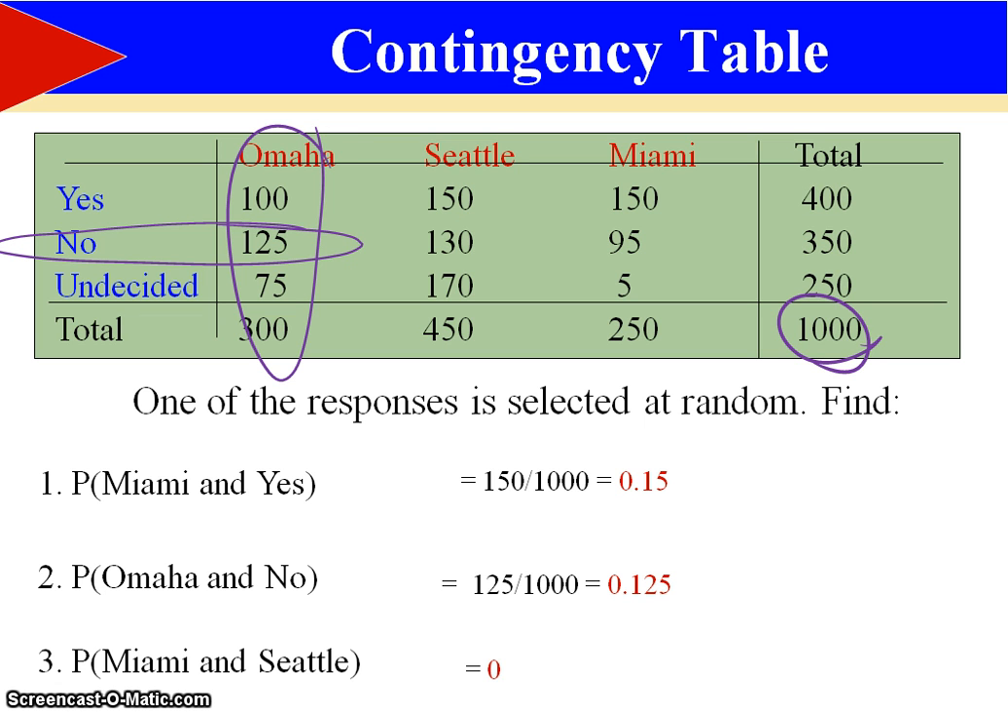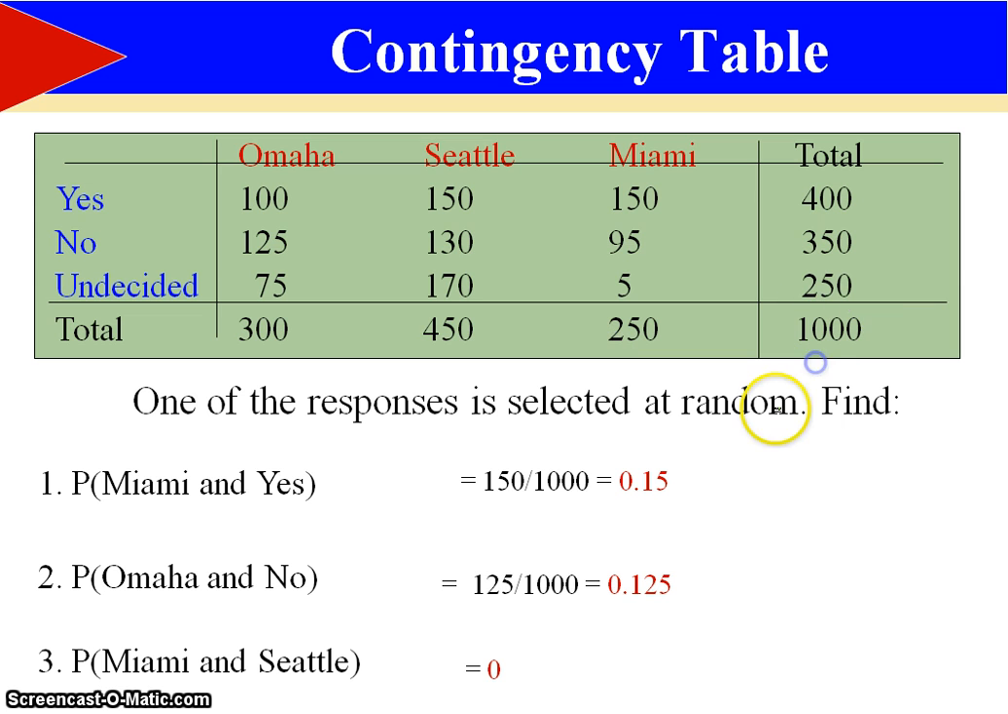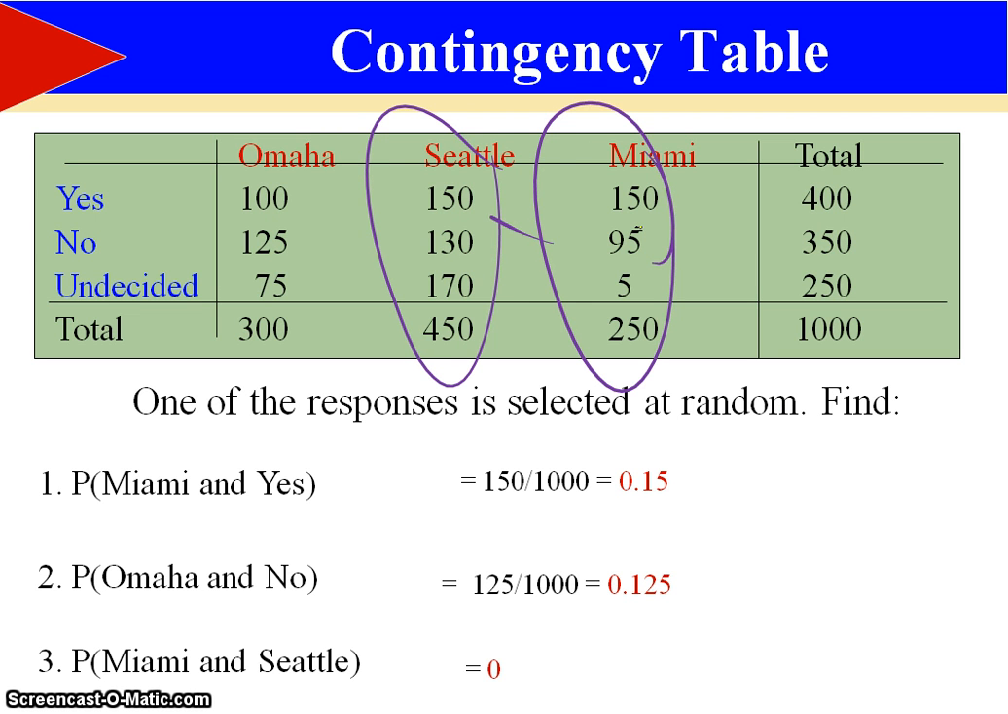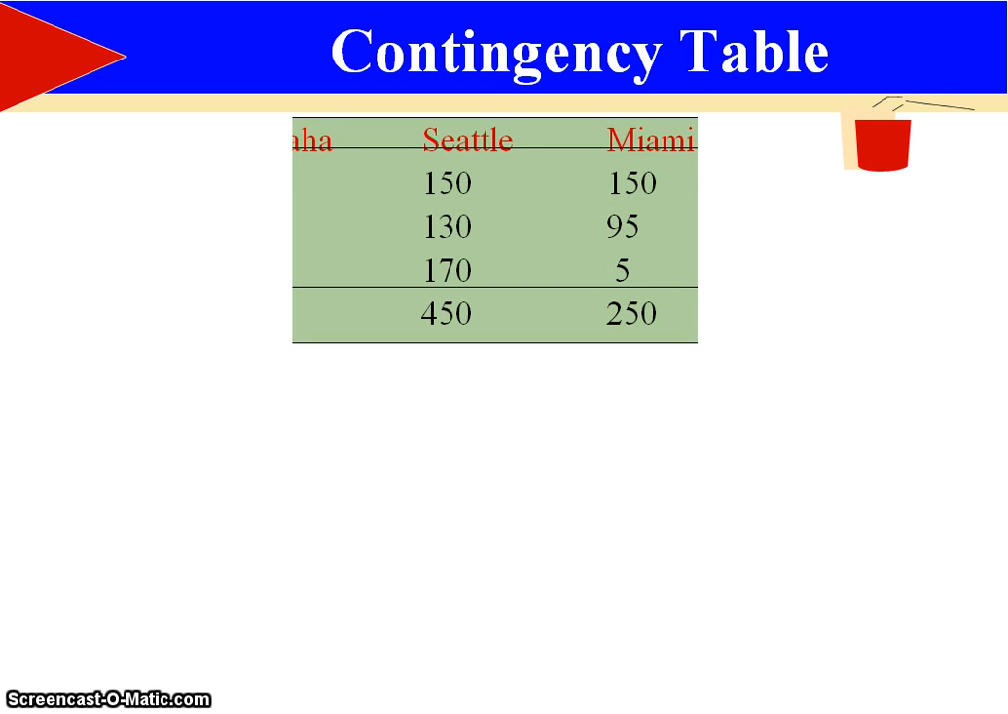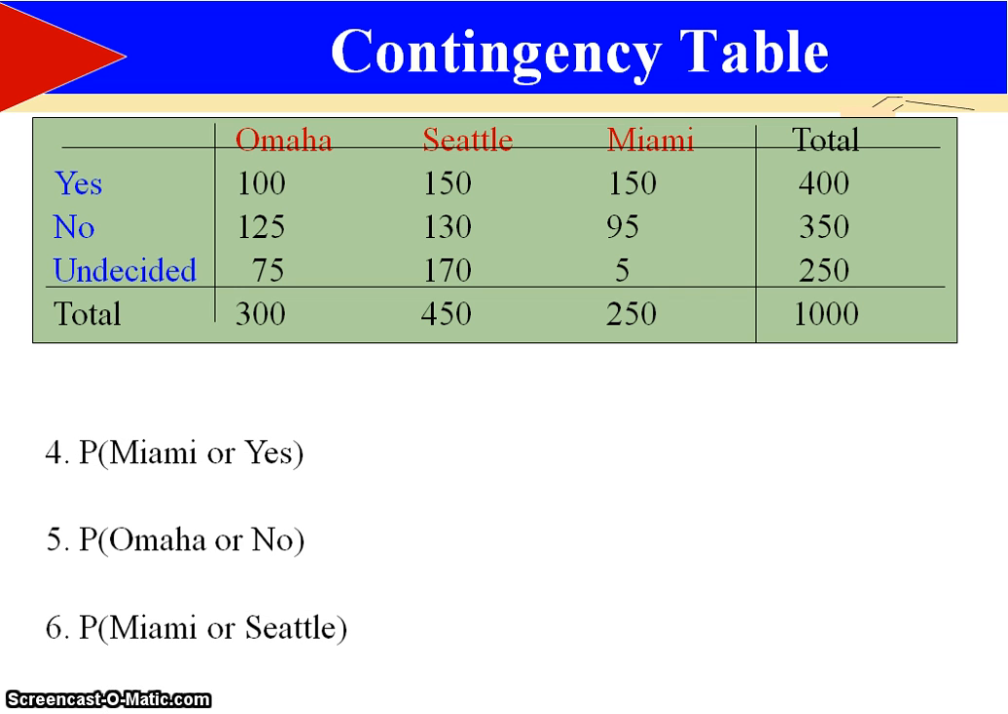Probability they're from Miami and Seattle. Well, if you pick one person, the probability that that person is from Miami and Seattle is 0, because you're either from Seattle or Miami, and those are mutually exclusive events. So the probability of that happening is 0. Okay, so then we're going to look at the probability that they are from Miami or said yes.